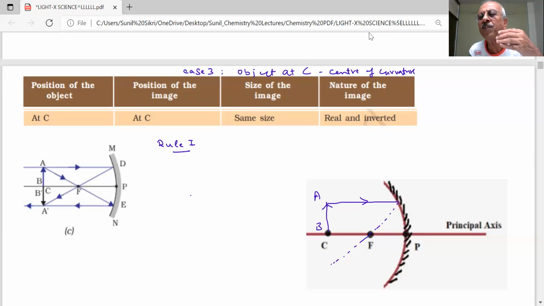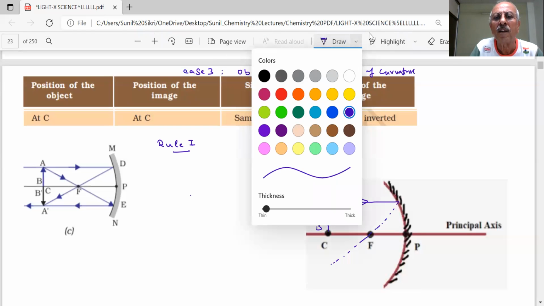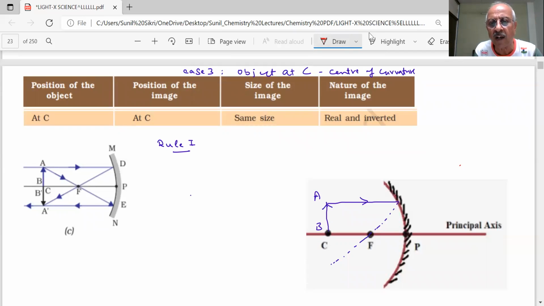I use a cheat trick: I already know where the image is and what the nature of the image is. So I draw the image already. It will be like this. The image is already known to me. This line I am taking. This is my B dash. The top is coming on the bottom. So this is the first ray which I have shown: the first rule, that this ray which was moving from here is parallel to the principal axis.